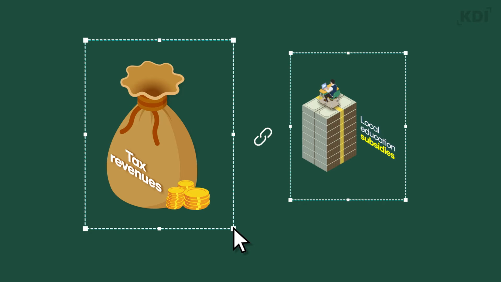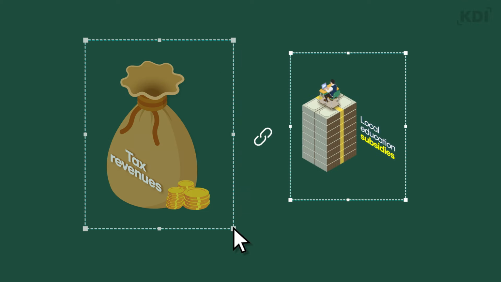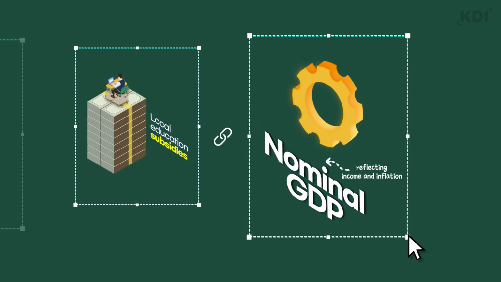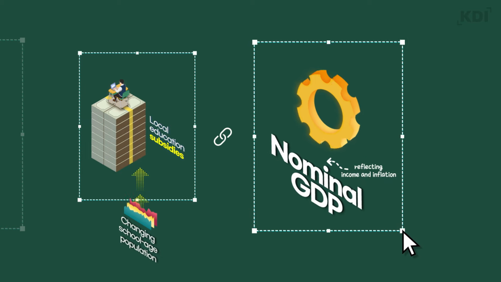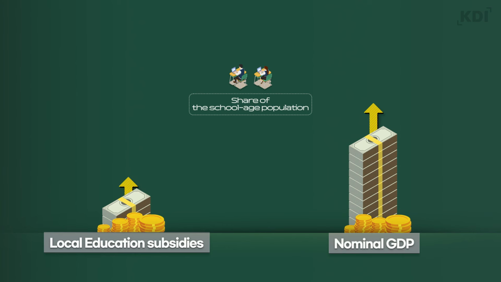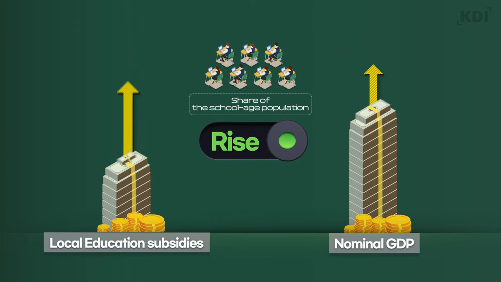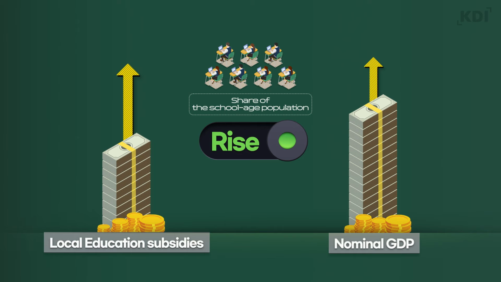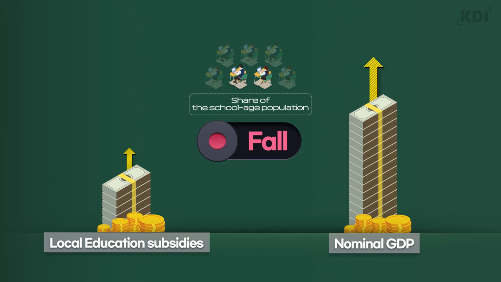Then how? There should be more spending on education within the extent of income growth and inflation. And education subsidies should be in sync with nominal GDP instead of internal taxes and reflect the changing school-age population. Suppose the share of the school-age population rises. In that case, the local education subsidy should increase faster than the growth rate of nominal GDP. In the opposite scenario, the subsidies should be expended slower than nominal GDP.